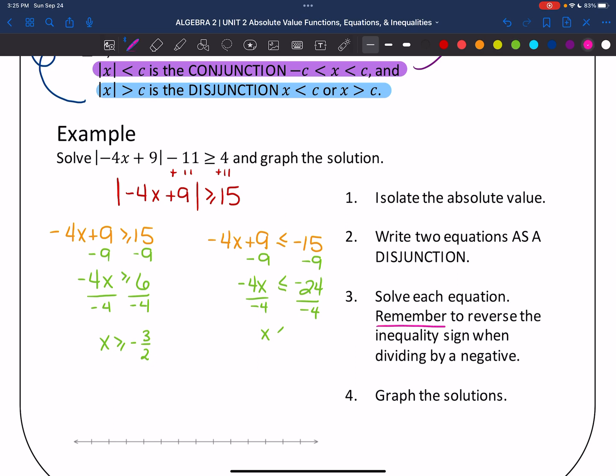Remember to reverse the inequality symbol. Oh my goodness, I forgot to do it on the other side. Y'all, I even wrote a note to myself and I still forgot. This is so easy to forget. Whenever we divide, we have to reverse that inequality sign. And so I should do that right back over here as well. I need to reverse this inequality sign.